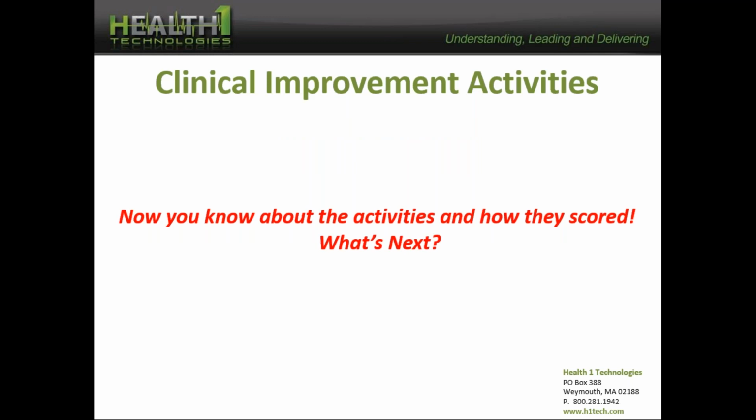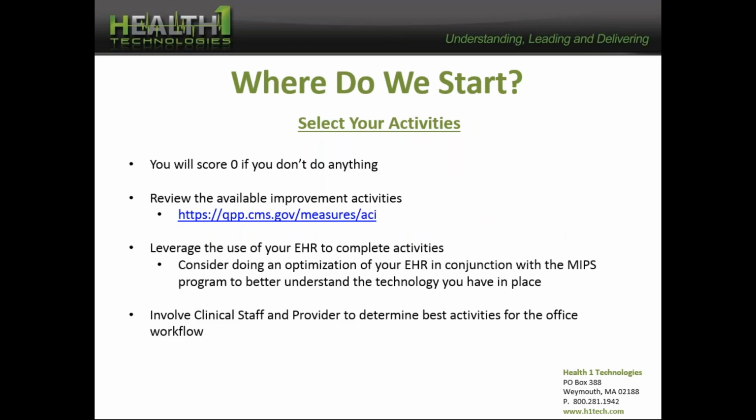So now that we've kind of reviewed the activities and how they're scored, what do we do? So again, if you don't do anything, you get a 0. The measures are available on the QPP website. That's the same website that I have passed out for the other components as well. The one thing with this, which is very similar to your ACI measures as well, is I really think we can leverage the use of our EHR.